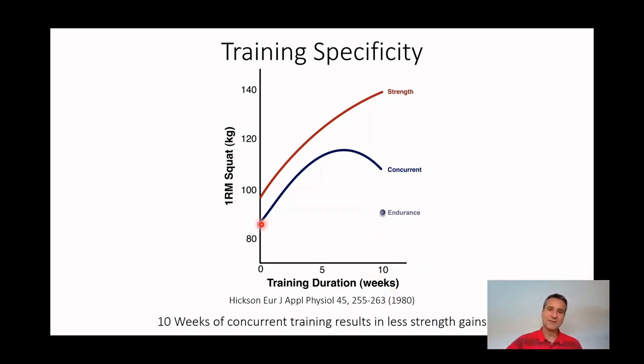he took 3 groups of individuals. One, he endurance trained them. Two, he strength trained that group. And then three, they did both the strength and endurance.